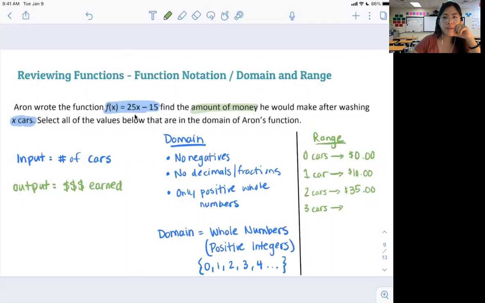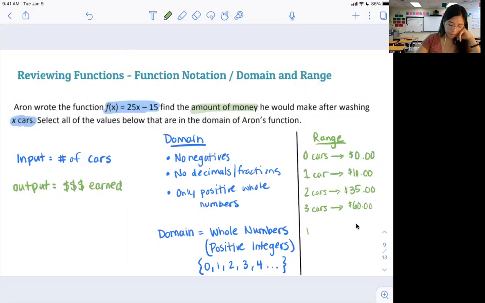Plug in a 3, 25 times 3 is 75. 75 minus 15, you get 60. And so on. So the pattern goes 0, because if you don't wash any, you don't get any. And then 10, 35, 60, and so on.